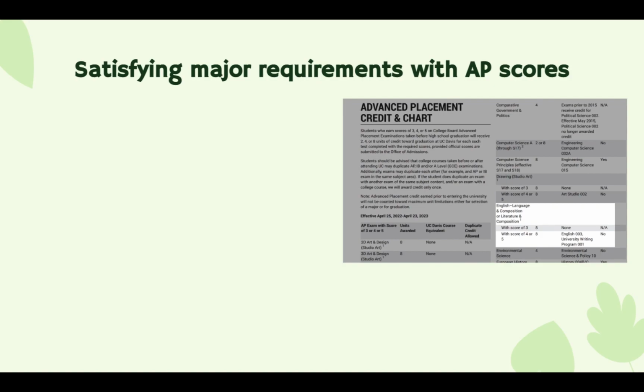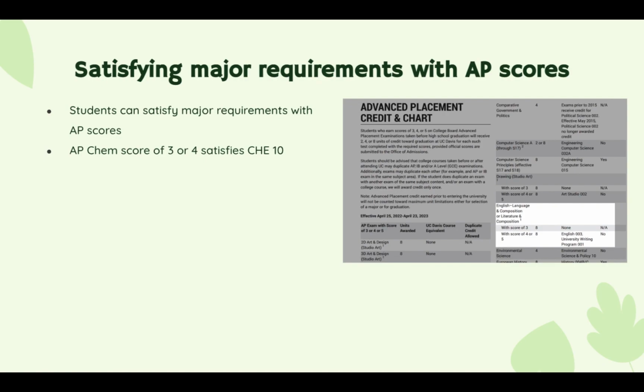Now that we've gone over the lower division courses for LDA, we can talk about how AP scores might help satisfy some of these major requirements. For example, an AP chemistry exam score of 3 or 4 satisfies chemistry 10, and a score of 5 satisfies chemistry 2A. So if a student received a score of 3 or higher in AP chemistry, then they have satisfied the physical science requirements for the LDA major.